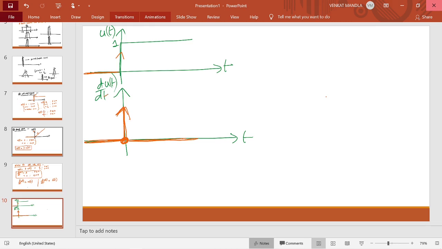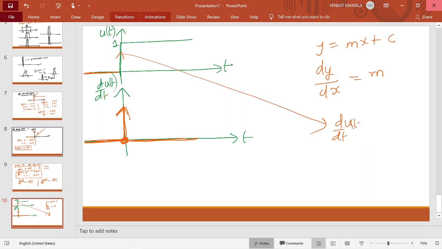Okay. Why impulse? Differentiating means you will get the slope of that signal. Suppose y equal to mx plus c. If I differentiate, dy by dx, what do you get? M, the slope of this line. Okay. A vertical straight line has infinite slope. If you differentiate this with respect to t, you have to represent this slope. That slope is actually infinity here. d by dt of u of t is infinity. How to represent infinity at t equal to 0? You have to represent this with del of t. This is del of t, at t equal to 0. Okay.